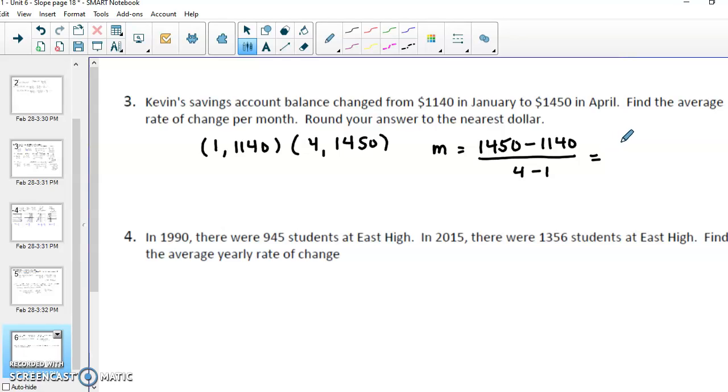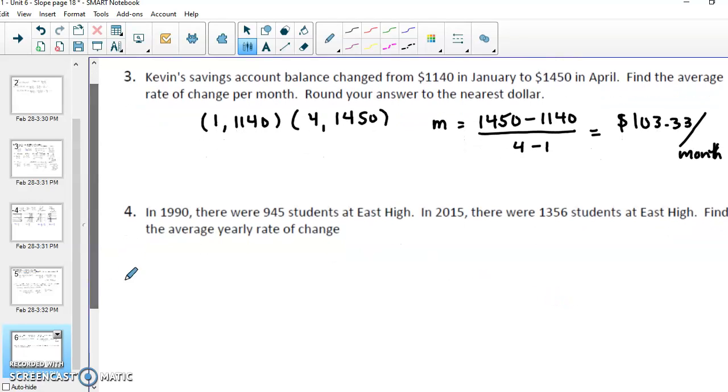And this one we definitely have to use a calculator for. Looks like we're saving $133.33 per month. And last problem, and I just need to record before I hit the end here.